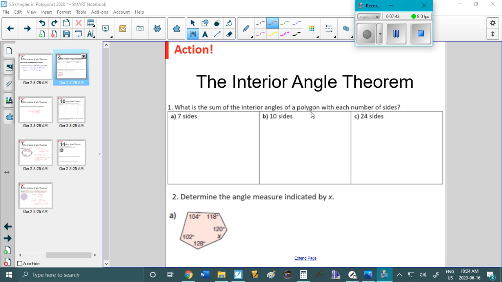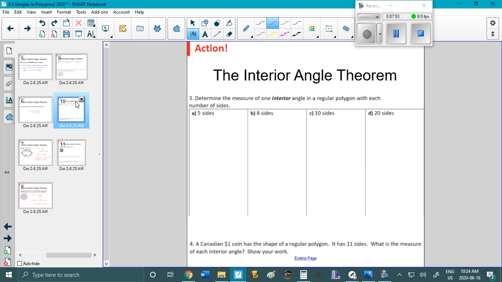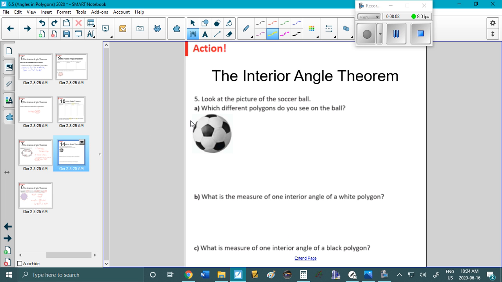So these first 3 questions here, they're pretty straightforward. Subtract 2 times 180. For this one, you've got to find the total first, and then subtract all of these numbers to get x. Determine the measure of one interior angle of a regular polygon, so that's kind of like the one we just did. A Canadian $1 coin is a regular polygon again. 11 sides, what's each angle? Kind of like the one we just did.